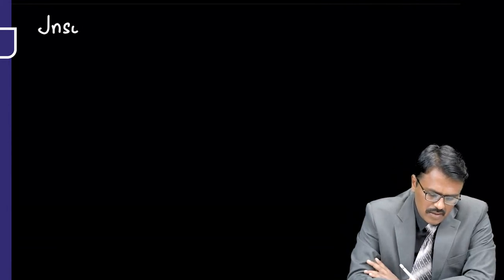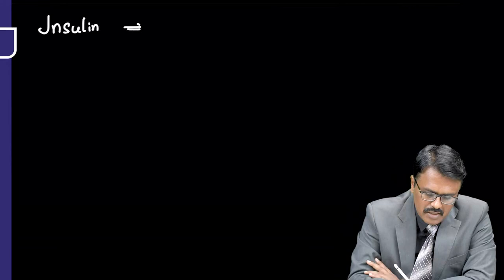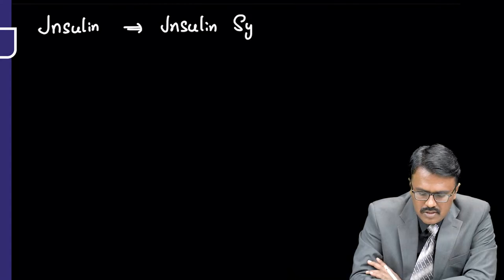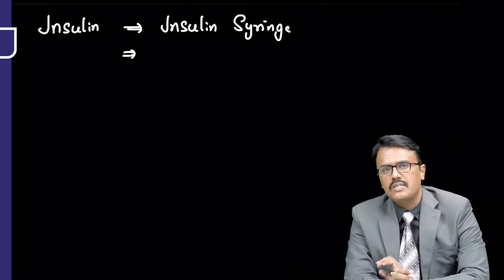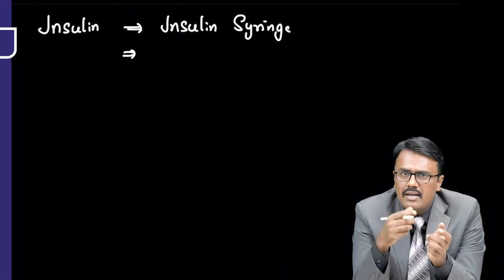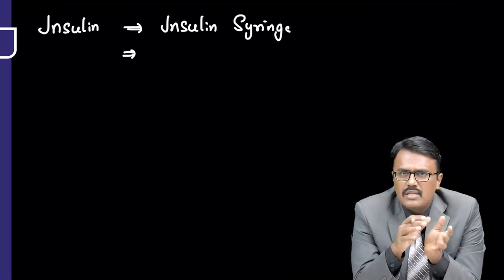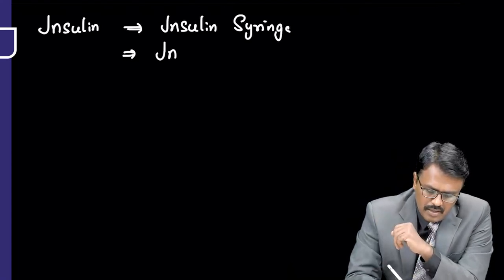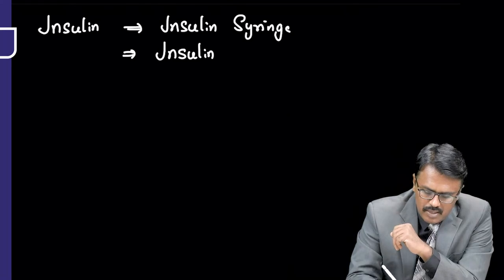Now once we understand this, it's important to know how we give insulin. What are the devices? Insulin is given with a special syringe called the insulin syringe. Nowadays, the problem with the insulin syringe is that the patient has to take the vial, load the drug and then take the drug, which is inconvenient for an elderly patient. So nowadays we have a device called the insulin pen device.